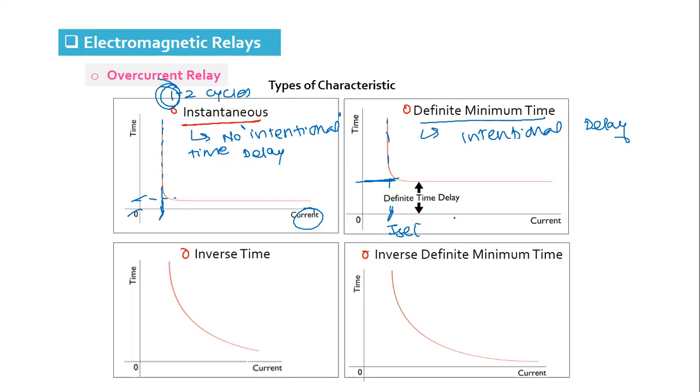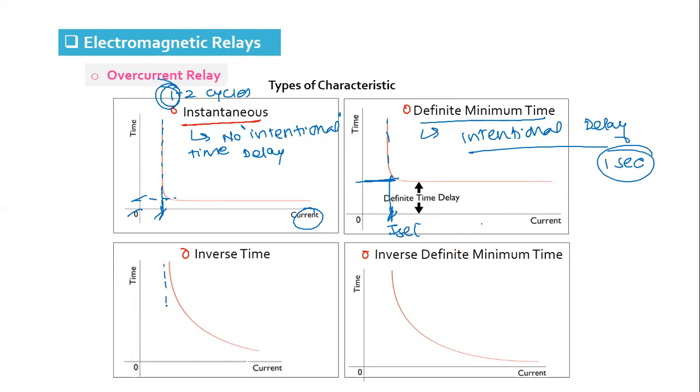So here in both cases, once the current is more than the set value, the time of operation will remain the same. Here it will remain instantaneous. Here it will remain time delayed. Suppose I set a 1 second value, then even if the current is more than 5 times, 10 times, 20 times, the time of operation is still 1 second.